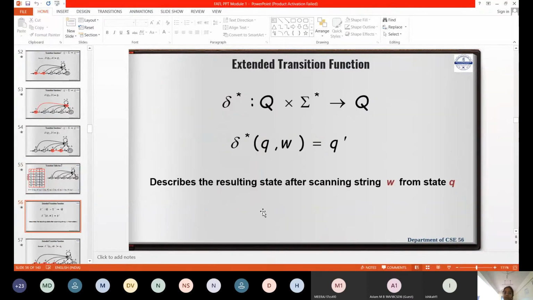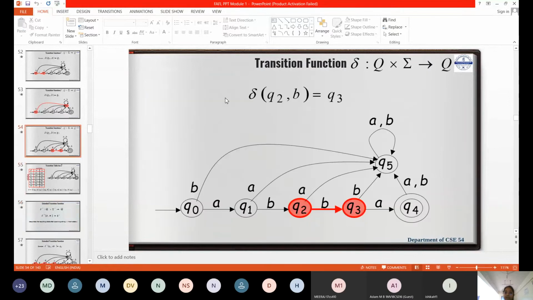But when you come to the extended transition function, you see sigma star, right? What is that? Sigma star. What did I tell you? The transition function is represented with the help of the del symbol, whereas the extended transition function is represented with the help of del star. So this is the transition function. Did you see any del star and sigma star here? No, because the transition function is written on one input symbol only.